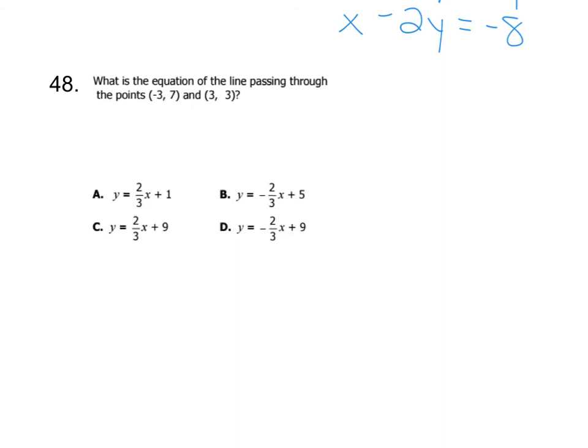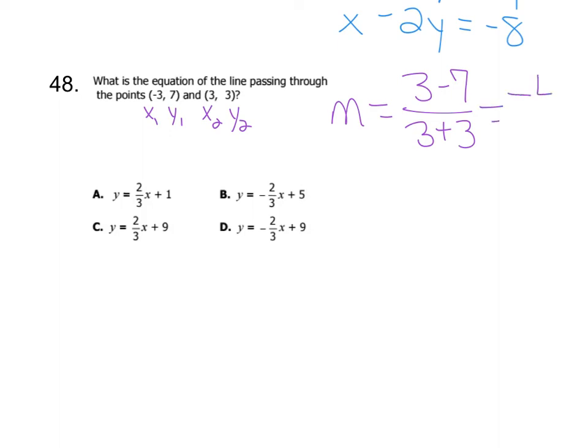Question 48: What is the equation of the line passing through the points (-3, 7) and (3, 3)? This is where we're going to review point-slope form. So first of all, let's find our slope. I've got x1, y1, x2, y2. So my slope is (3 - 7) over (3 - (-3)), which becomes plus 3. 3 minus 7 is -4. 3 plus 3 is 6. This simplifies. I get -2/3. So my slope is -2/3.